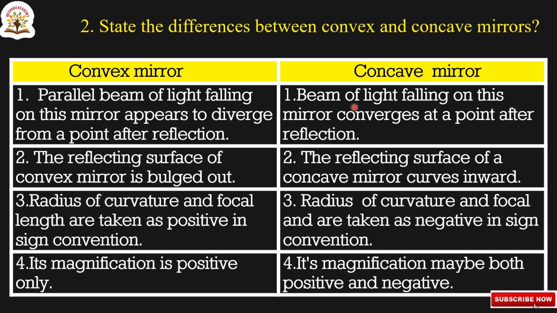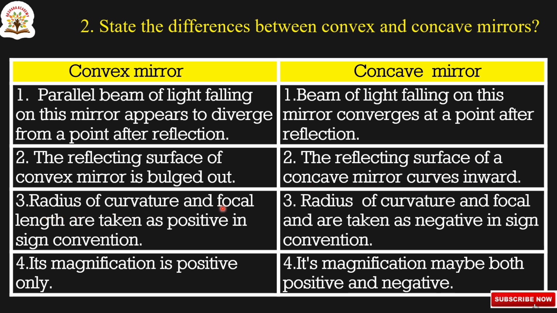Here in this concave mirror, beams of light falling on this mirror converge at a point after reflection. So the convex mirror is also known as a diverging mirror, and the concave mirror is also known as a converging mirror. Here in this case, all parallel rays meet at a point after reflection. Here in the convex mirror, all the parallel rays appear to meet at a point. Next, the reflecting surface of a convex mirror is bulged out. Here in the concave mirror, the reflecting surface curves inward.